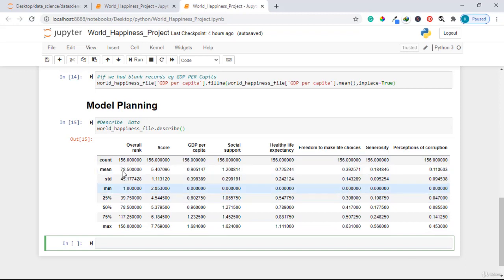For example, here we can state that the count for overall rank is 156. As you can also see, all the counts are just the number of records in these particular columns. So it tells you that all these columns have 156 records. This is the mean, or rather, the average. The average for overall rank is 78, score is 5.4, GDP per capita is 0.90517, and so on. And also, if you note, we have the standard deviation.